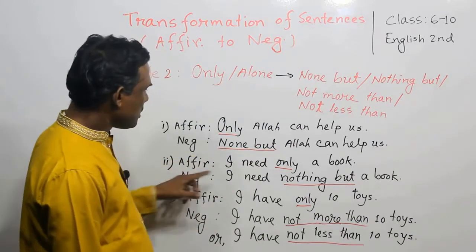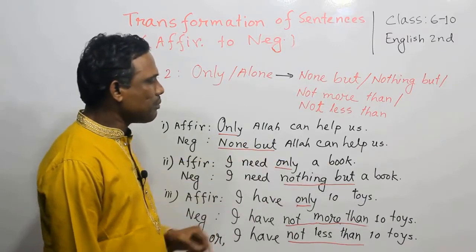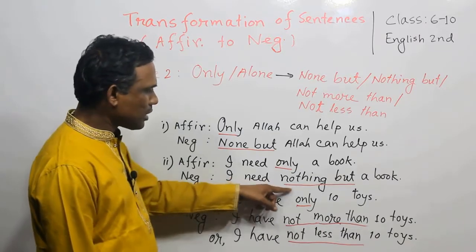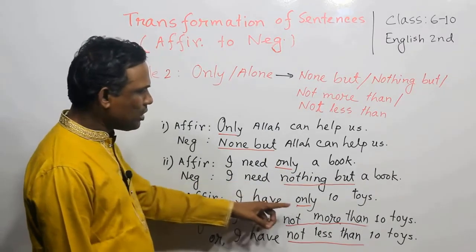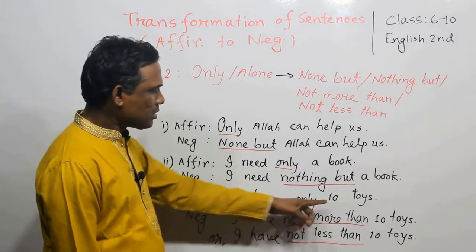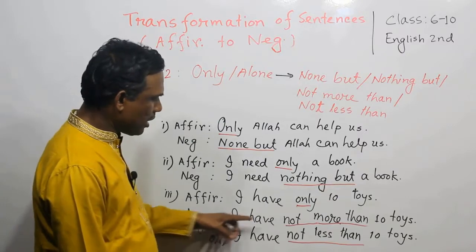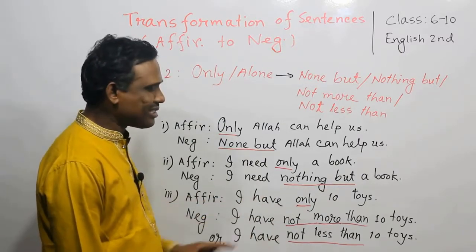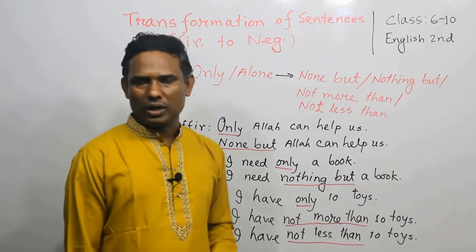Number 2, I need only a book. Here, book refers to a thing, so its answer is I need nothing but a book. Number 3, I have only 10 toys. Here, 10 refers to number, so its answer is I have not more than 10 toys, or I have not less than 10 toys. Now let's jump to the next rule.